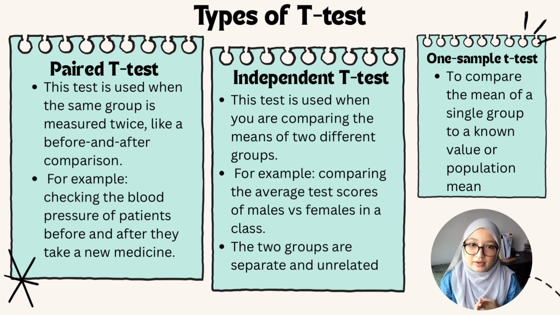Next is the independent t-test. It is for comparing two groups. As an example, compare the average test score of the females versus the males in the class. The two groups are separated and unrelated. And lastly, we have the one sample t-test. This is to compare the mean of a single group to a known value or population mean. So that's all. Pass to the next person.